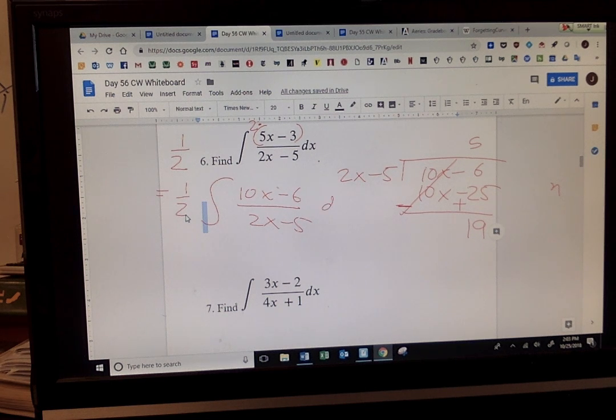So that problem, oh, I forgot the dx. So that problem is really this: 1/2 integral. The answer is 5 plus 19 over 2x minus 5 dx. How many of you vaguely remember that? Like writing it in a weird way. Okay. So again, the answer is the quotient plus the remainder over the divisor.